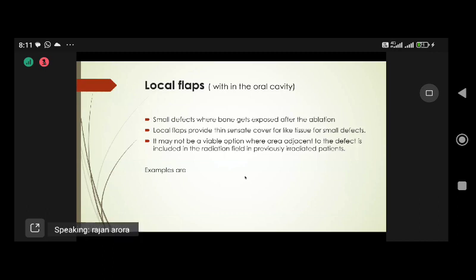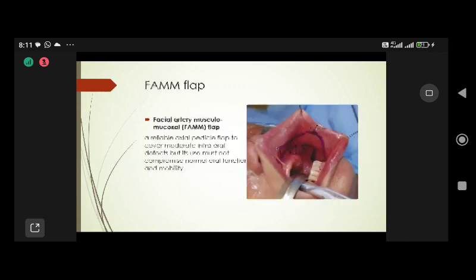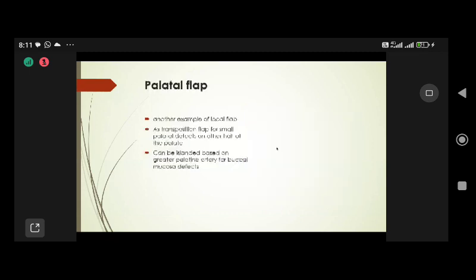Examples are tongue flap. Tongue flap is a versatile flap to cover small intraoral defects, but care must be taken not to compromise tongue function. Fan flap, this facial artery musculomucosal flap. It's a reliable axial pedicle flap to cover moderate intraoral defects, but its use must not compromise normal oral function and mobility. Next is palatal flap, another example of local flap.